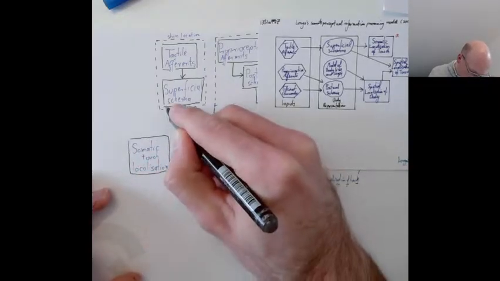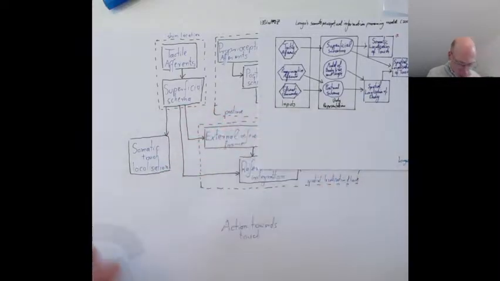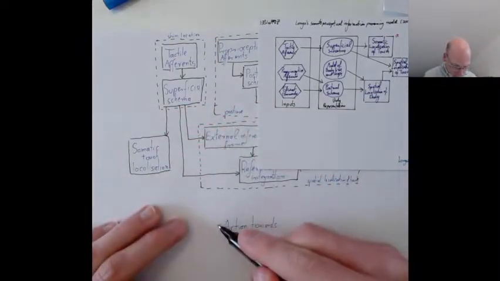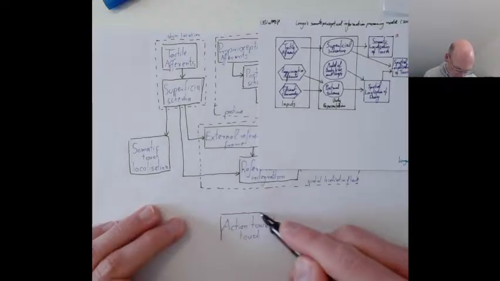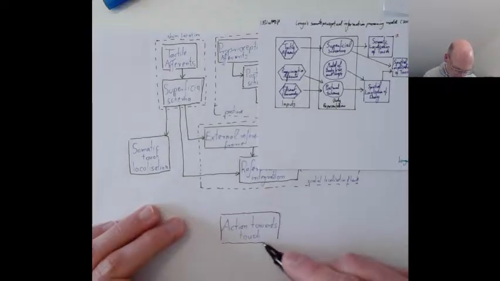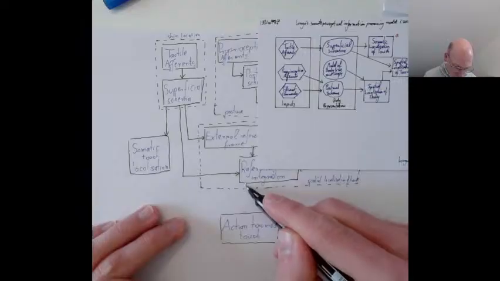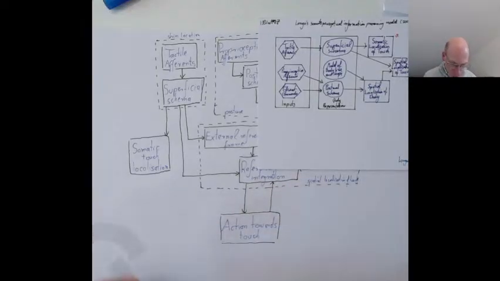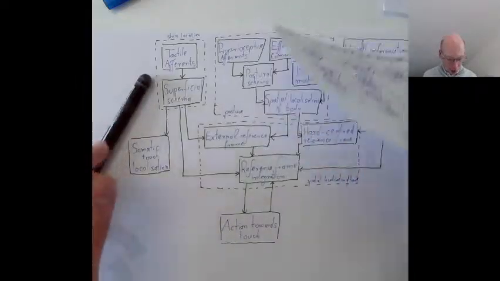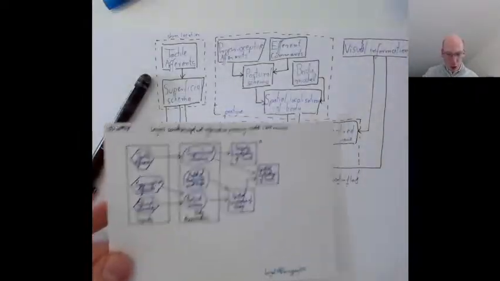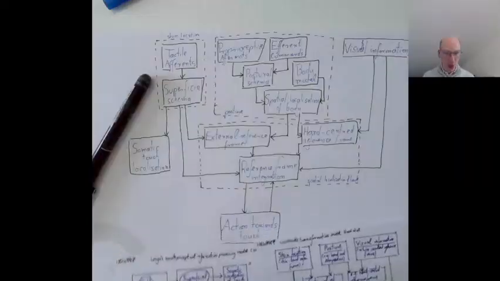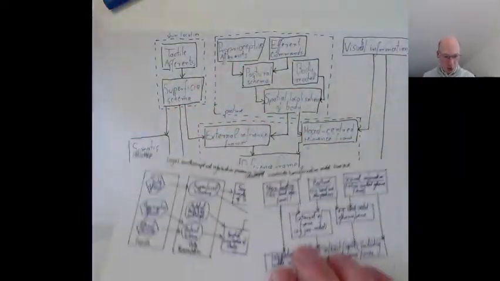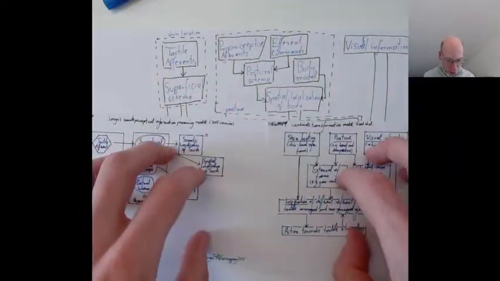Awesome, and now I can draw this. Oh, I should also draw a box around the actions, and then there would be a feedback loop between reference frame integration and action towards touch. Good, and with this thing here, this combines these two things.